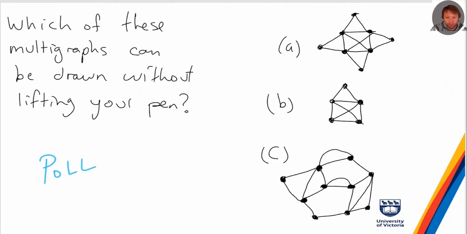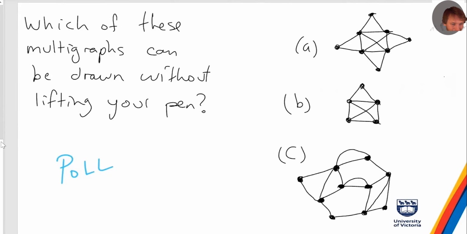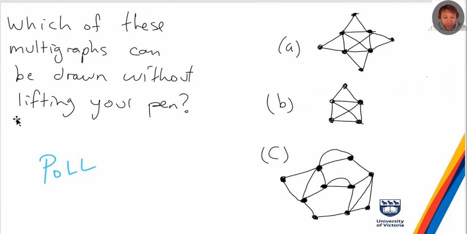So let's do a quick poll. Which of these graphs can you draw without lifting your pen? So let's see, for which ones is it possible? For which ones is it impossible? And I'm not asking necessarily about you personally. So I guess I should say, for which graphs is it possible, and for which graphs is it not?